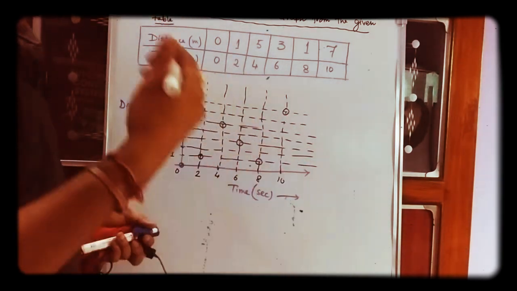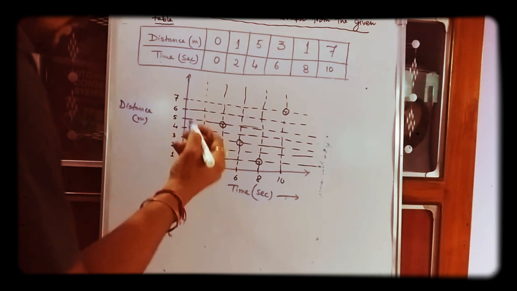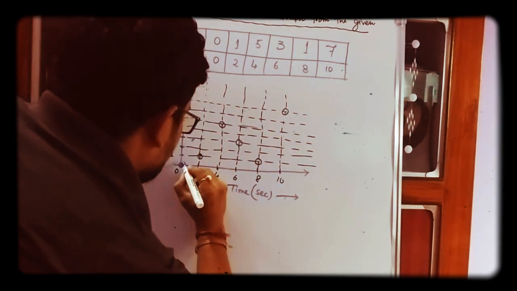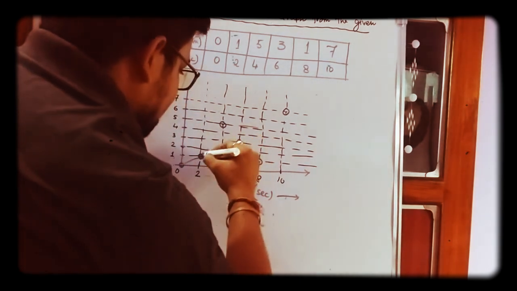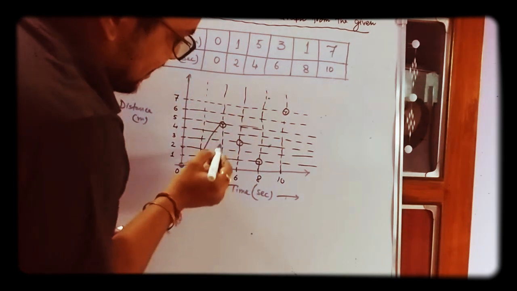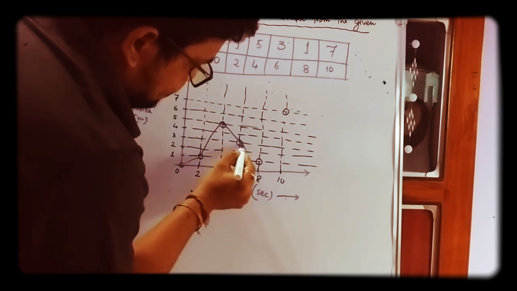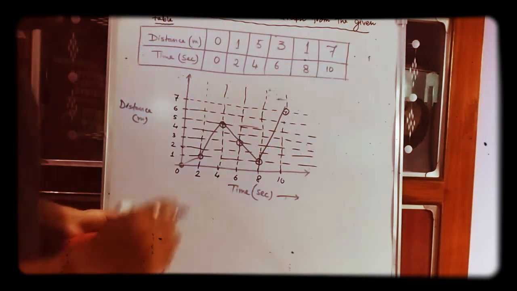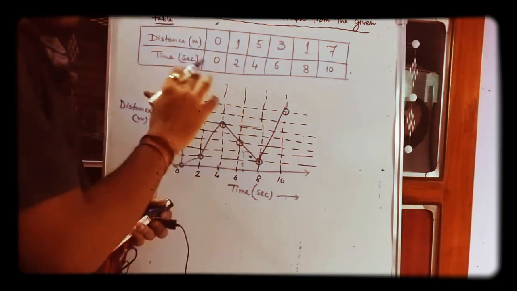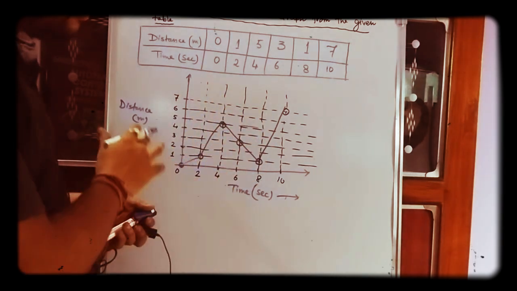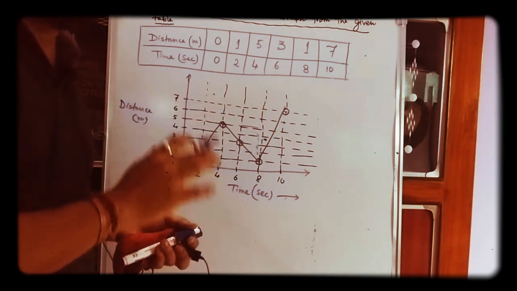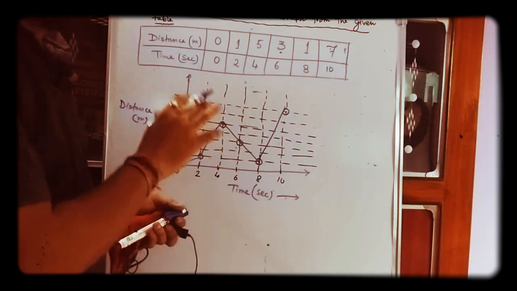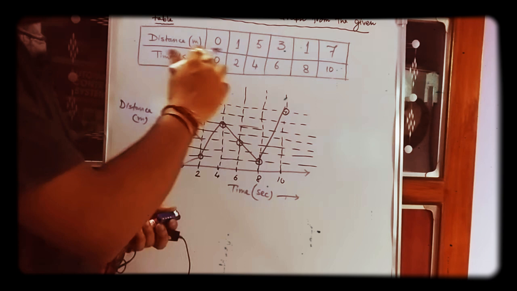Now what you have to do next is draw the straight lines. Start from 0 and connect all the points with the help of a scale. So from 0 to here, this connection. Next, from here to here, this connection. Okay, so this is the graph of this table. You can see this graph is not a straight line, so that means this is called non-uniform motion, as the graph is not a straight line. So this is how you have to draw a graph.